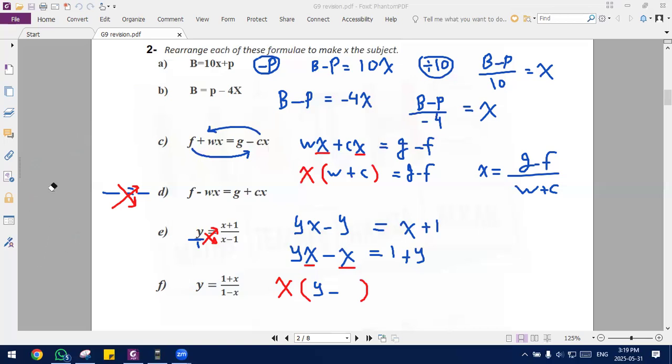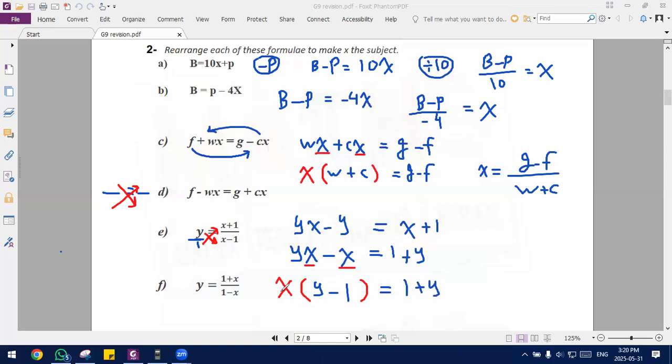Let's change x with a different example. 10 divided by 10. I have 10 chocolates. I need to give 10 students. How much will each get? They will get 1. 10 divided by 10 is 1. 6 divided by 6 is 1. x divided by x is 1. So y minus 1 equals 1 plus y.